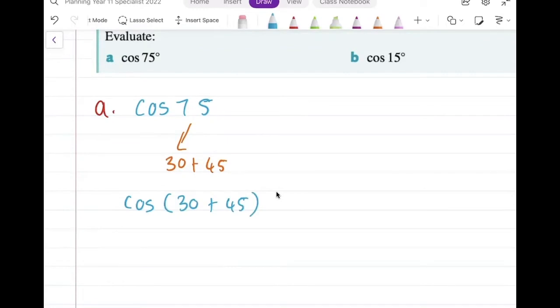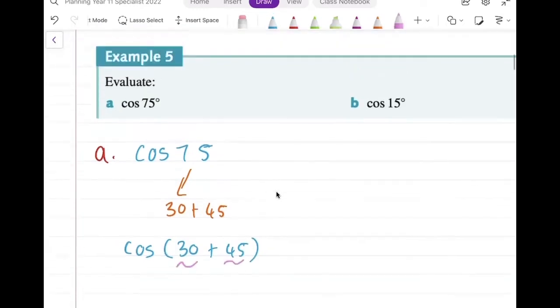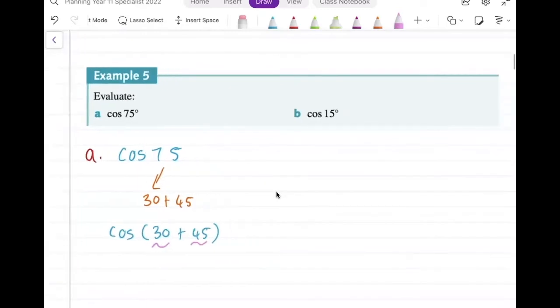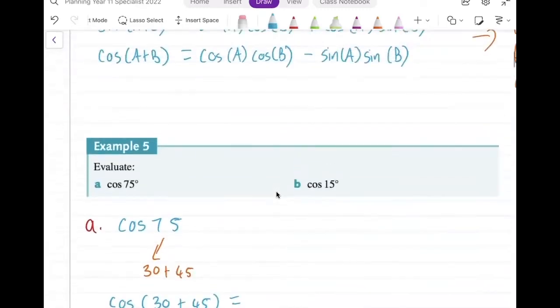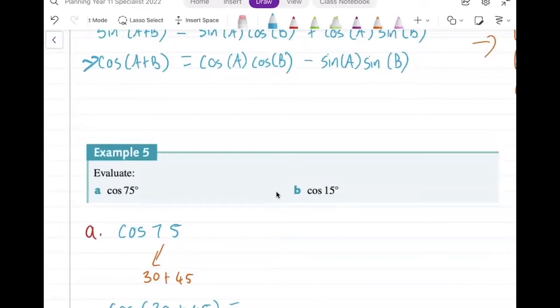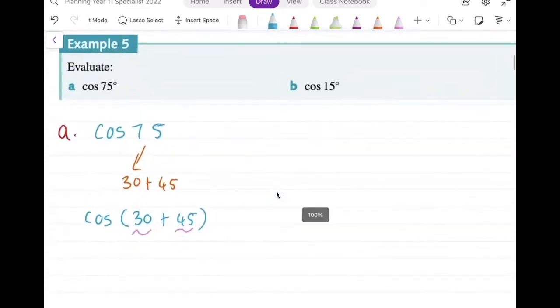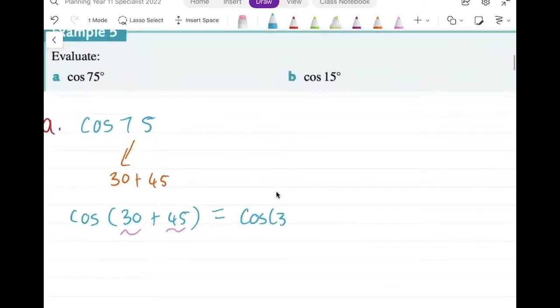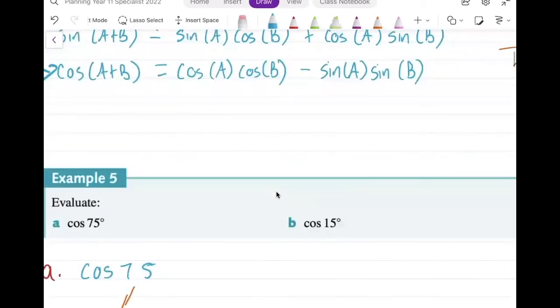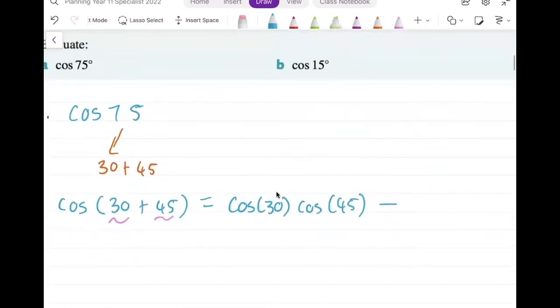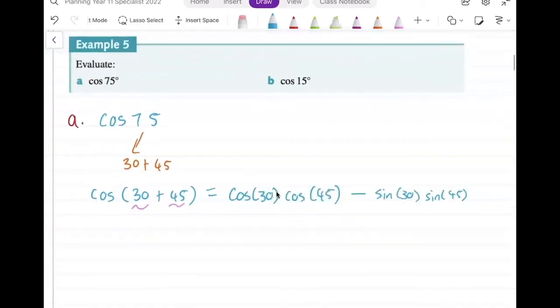So if this is true, this is kind of the same thing as being cos A plus B. So I know that cos A plus B, if I look at my value over here, is going to be equal to cos A cos B, which is going to be cos 30, cos 45, minus sine A sine B, which is going to be sine 30, sine 45. Because you can see we're multiplying, if I wrote that as 45 plus 30 and I did cos 45 times cos 30, my result is going to be the same.